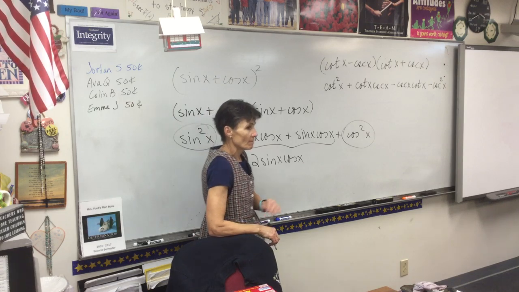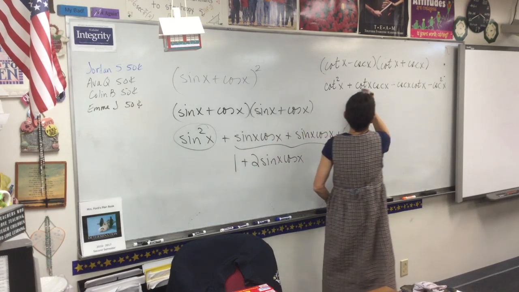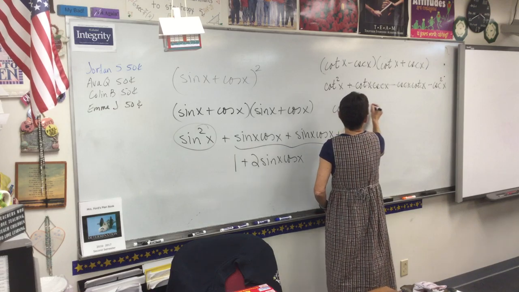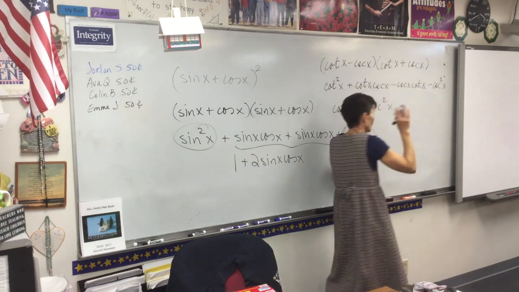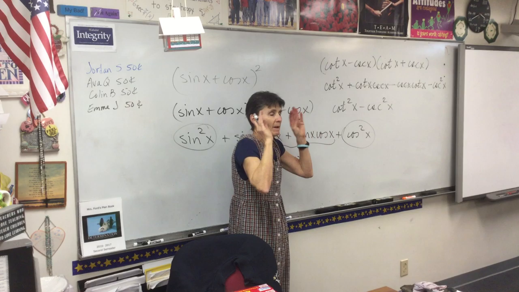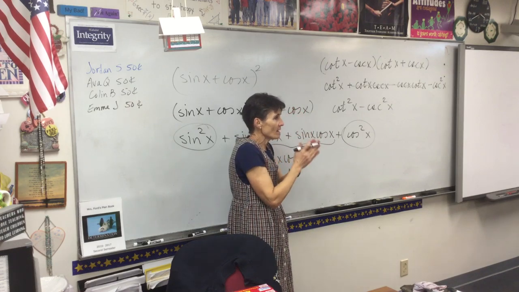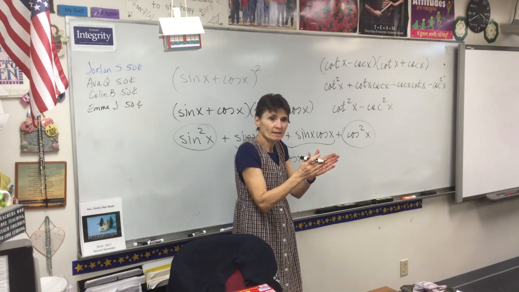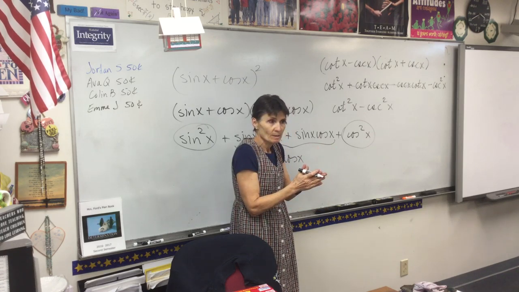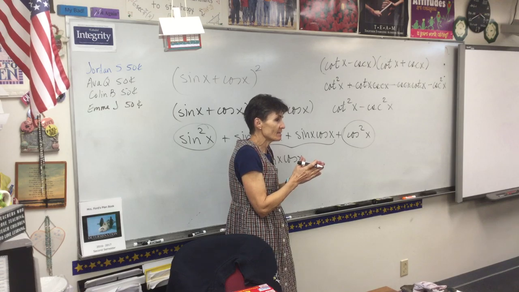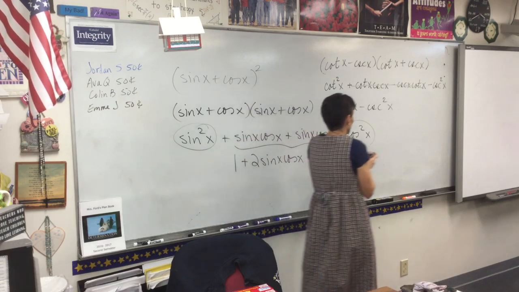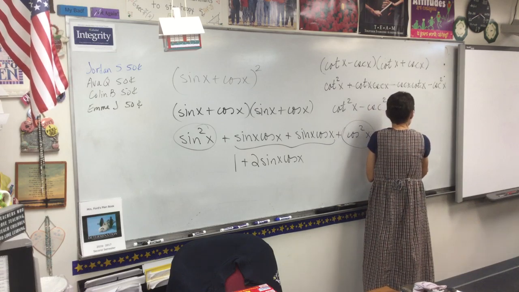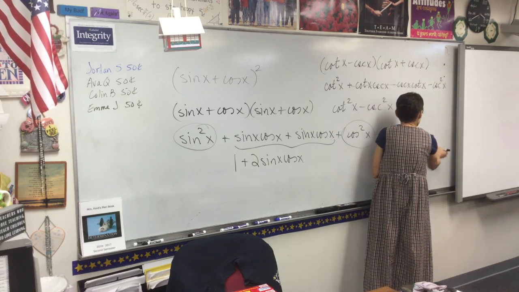No, it cancels. The middle ones cancel, right? Yep. This time they do cancel. So we've got cotangent squared minus cosecant squared. Now wait a minute. My heart is beating faster. There is a relationship between cosecant squared and cotangent squared. What is that identity that we have memorized? One plus cotangent squared is cosecant squared.